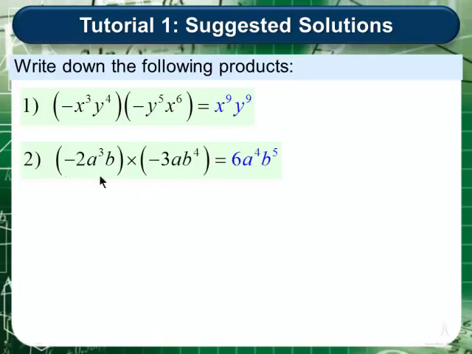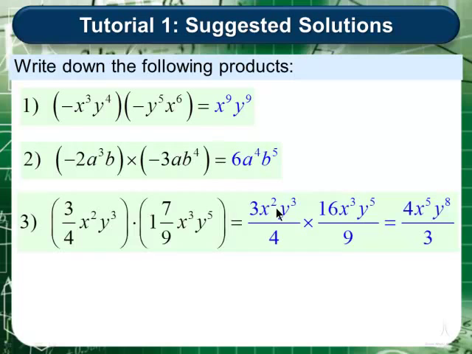Again, we have two brackets here, multiplied together, representing monomials each of them, and multiplication of two negatives gives us a positive. 2 times 3 is 6, and again a to the power 3 times a to the power 1 gives us a to the power 4, and similarly b to the power 1, which is just b, multiplied by b to the power 4 gives us b to the power 5. I hope you got that one as well.